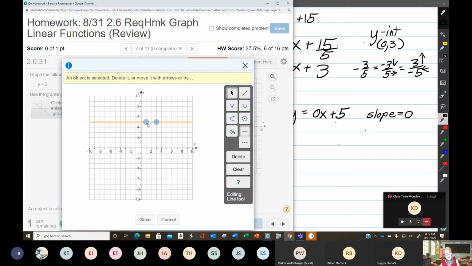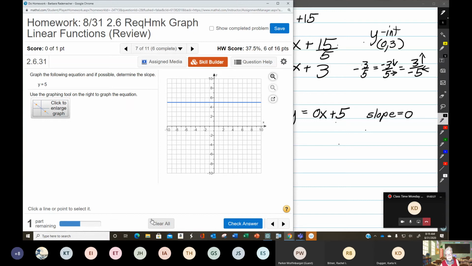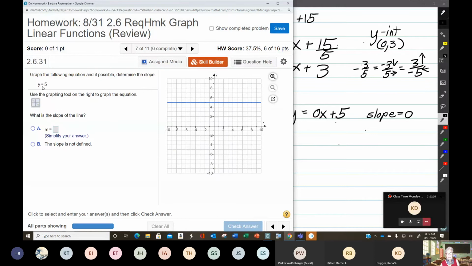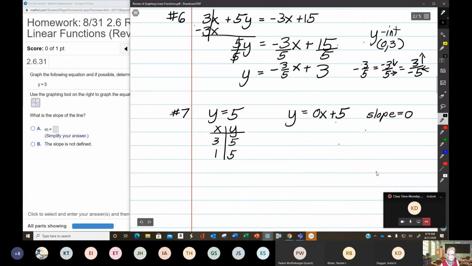It's a horizontal line. All horizontal lines look like that. They all start with y equals, and then there's a number. So y equals a number is a horizontal line, a flat line.